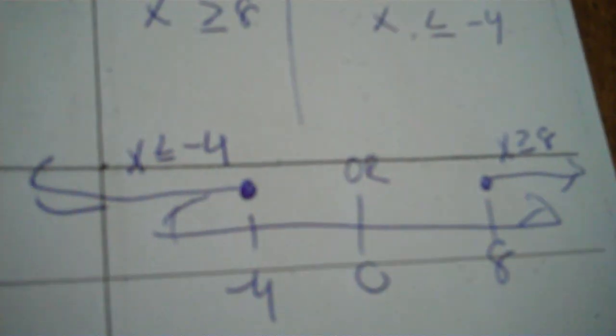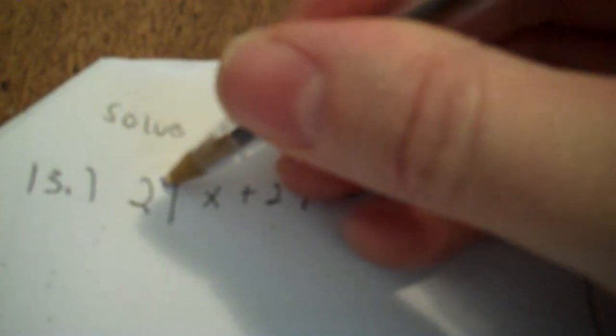So we circle and fill, circle and fill. X and 8, it eats the x, so that's this way. X and negative 4, it eats the number, so that's this way. There you have it.